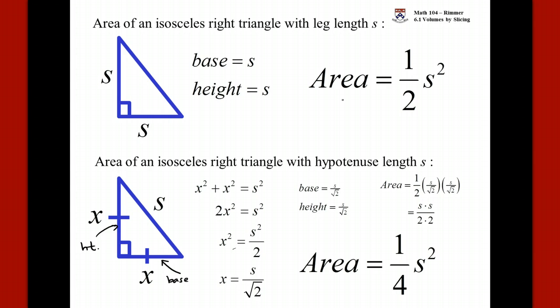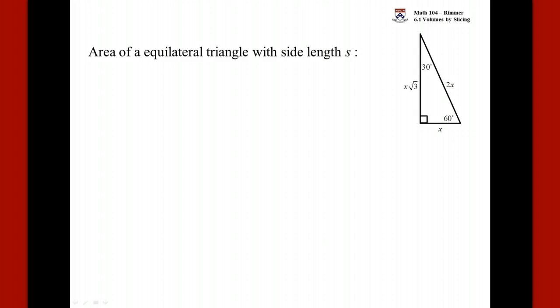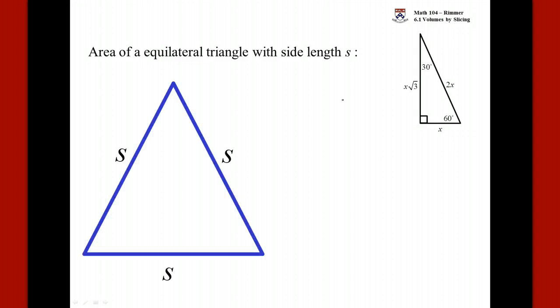The hardest of all these is trying to figure out the area of an equilateral triangle that has a side length of s. To do it, we go back to our familiar triangle, the 30, 60, 90 right triangle. What's opposite the 30 is an x. What's opposite the 60 would be that x times root 3. And then the hypotenuse is twice x. How's that going to help us?